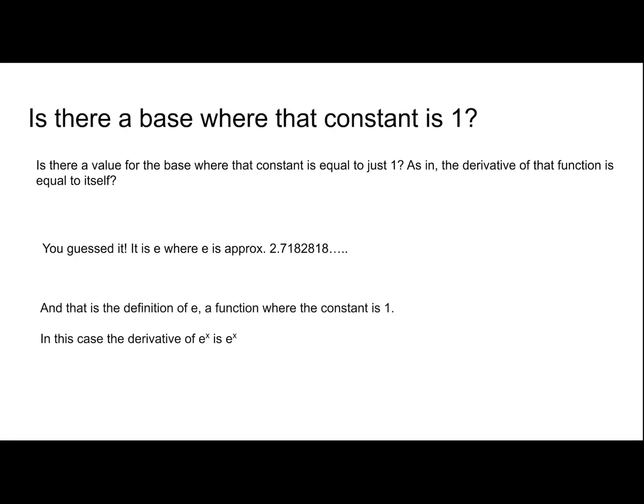So if that constant is 1, in the case when we had 2 to the power of t, our derivative was equal to 2 to the power of t times a constant. If that constant is just 1, then if it's e to the power of x, the differentiation is still going to be e to the power of x, because e to the power of x times 1 is still e to the power of x. So that's the magic of e. The derivative is the same. The derivative of e to the power of x is still e to the power of x.